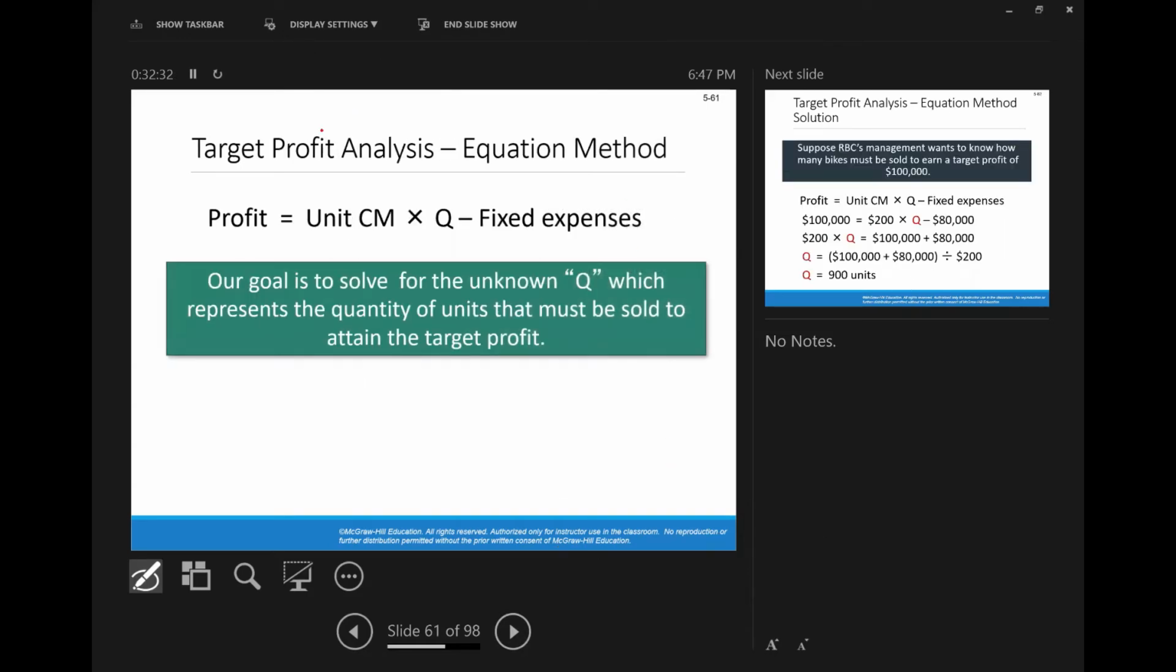All right, so for target profit analysis, we have the profit equals unit contribution margin times the quantity minus the fixed expenses. So instead of the profit being 0, now we have a goal in mind of what we want to make. And so that's what would go there. So we're doing the same thing, but instead of having 0, now we've got a number of money that we want to make.